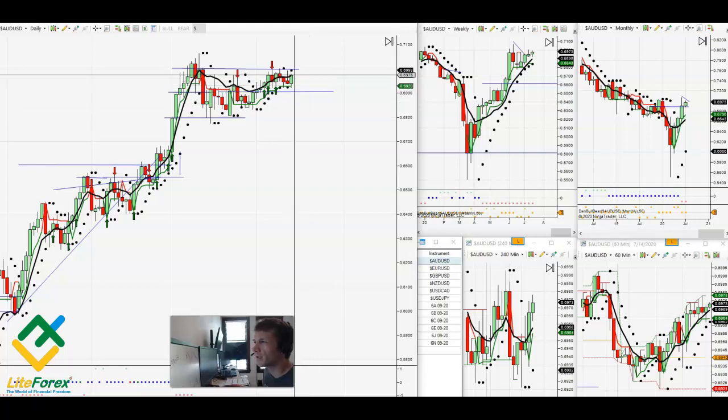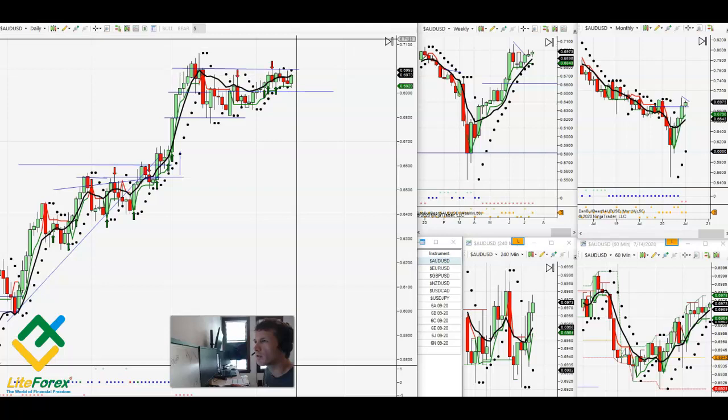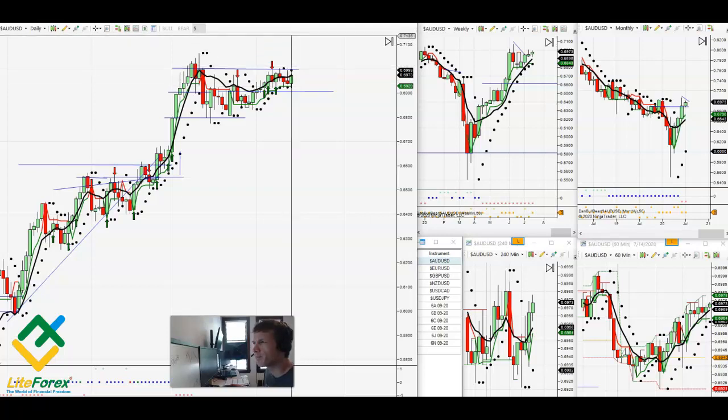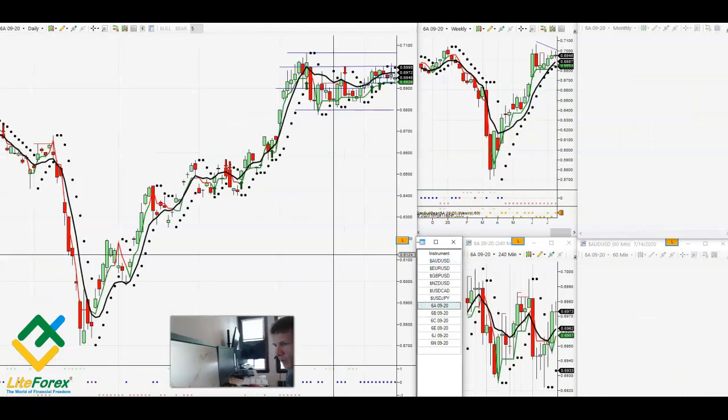Clearly it held that today. Now we are a bit choppy, so what needs to happen tomorrow is this needs to bust through 70, and if it busts and closes above 70, I see the Australian dollar continuing this bullish run. But it needs to close above 70 first. Let's see how the futures are looking.